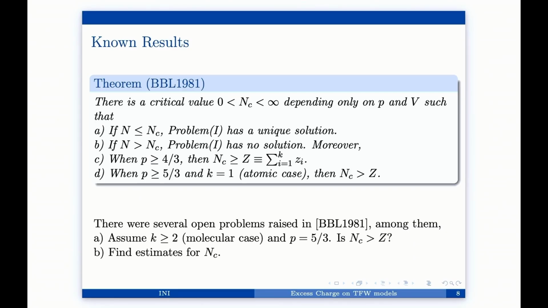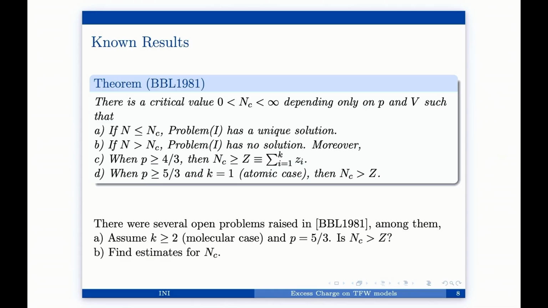We also proved that if the exponent p is bigger or equal to 4/3, then N critical is bigger or equal to Z. And when p is 5/3, which is the Thomas Fermi, the physical value of p, and in the atomic case, when there's only one nucleus, then we can prove that N critical is strictly bigger than Z.